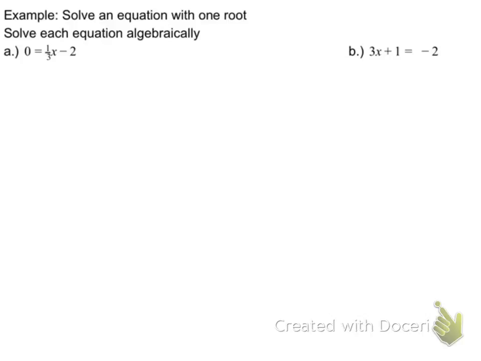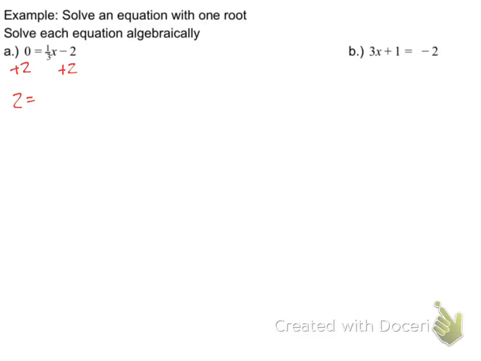So 0 equals 1/3 x minus 2. What do I need to do first? Maddie? No, we're not going to put it into standard form. We want to solve it. Kathy? Add 2 to both sides. I'm going to add 2 to both sides.